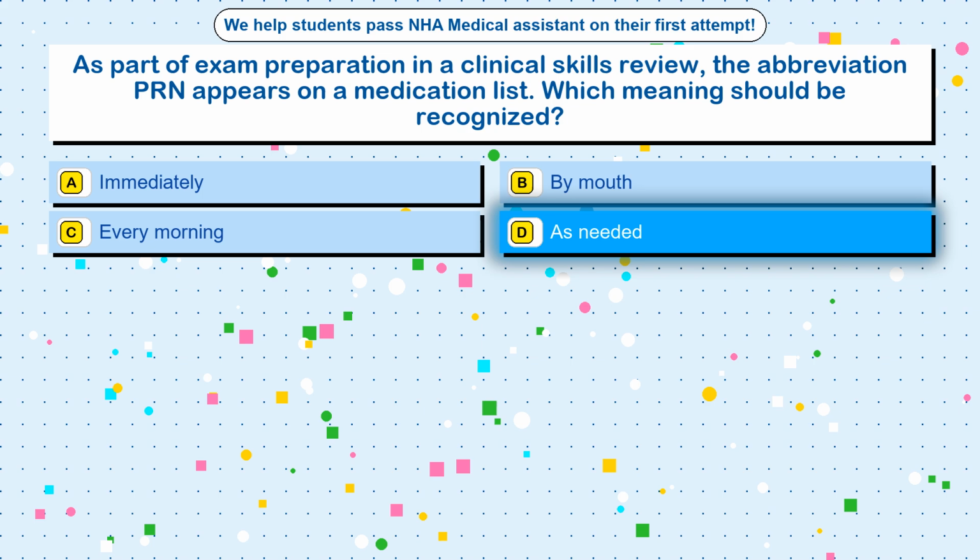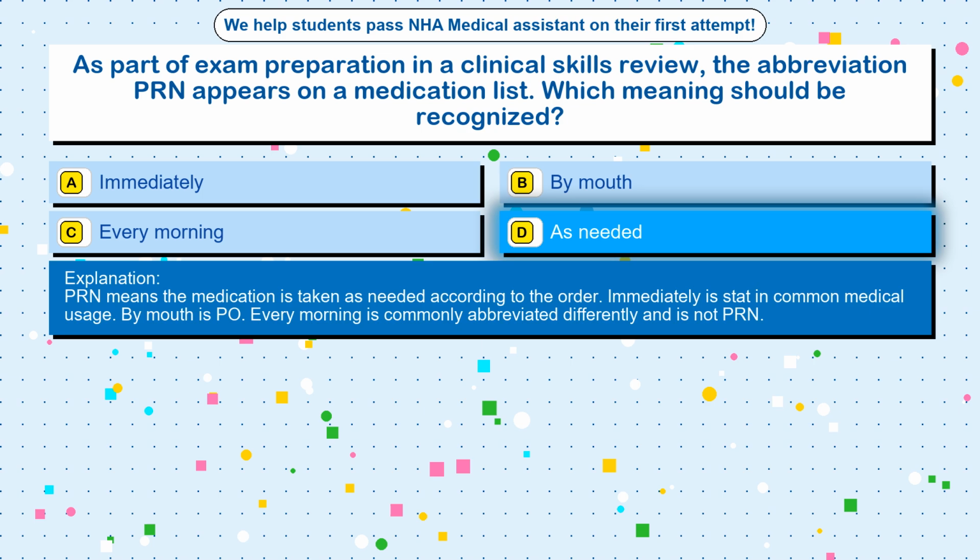As needed. PRN means the medication is taken as needed according to the order. Immediately is stat in common medical usage. By mouth is PO. Every morning is commonly abbreviated differently and is not PRN.